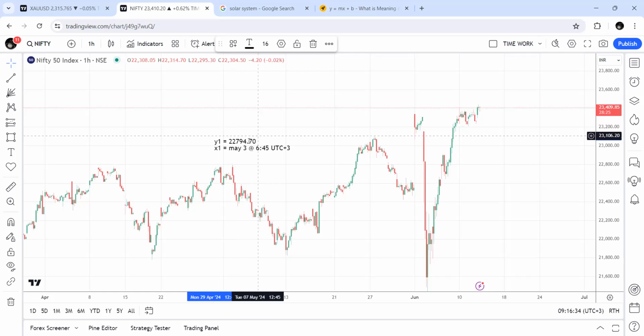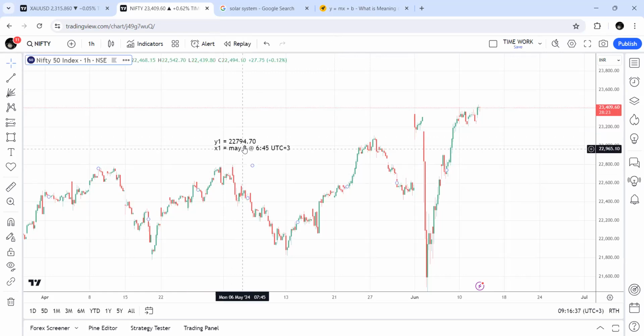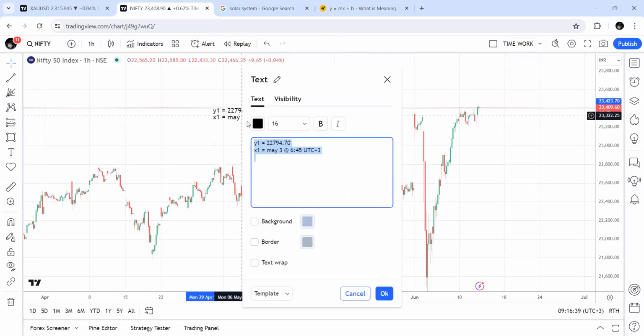Okay, now I need to solve for y2 and x2, right? So to do that, I need a fixed rate of time. And the one I'm going to use for the hourly time frame is the lunar cycle. Okay?